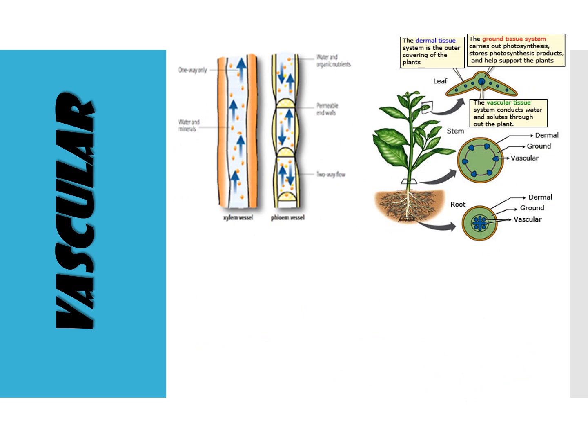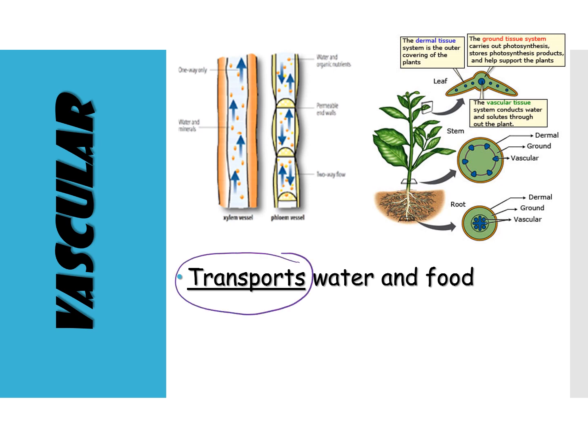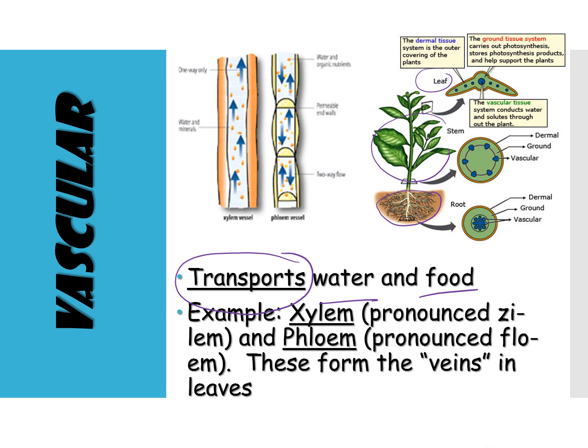Plants also have what's called vascular tissue. Vascular tissue is for transportation. It's transporting water and food. So you can find it throughout the plant, in the roots, in the stems, and in the leaves, because all of those parts need to gather and pass around the materials inside a plant.